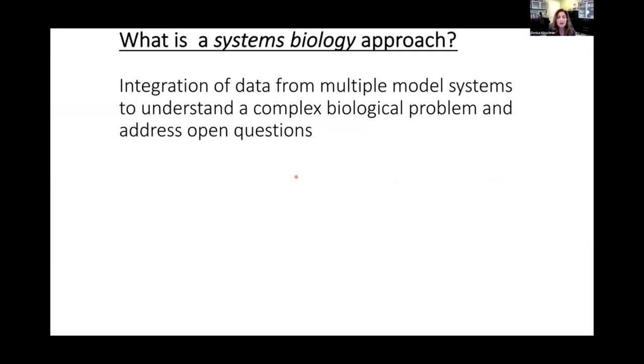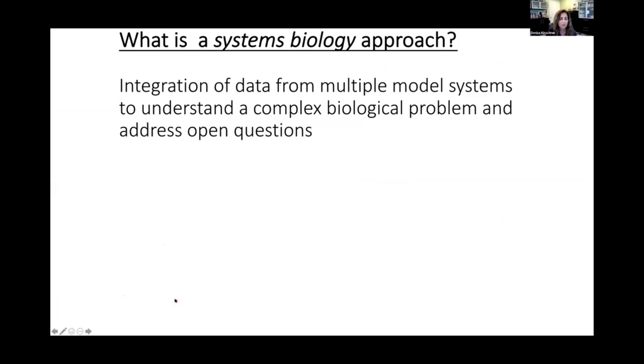So I want to start by kind of defining what is a systems biology approach. And we sort of think of it as multiple modalities to address a single question. So the way that works is, it will not let me advance. I lost my mouse. What is going on?